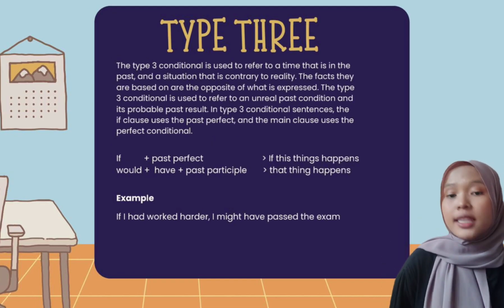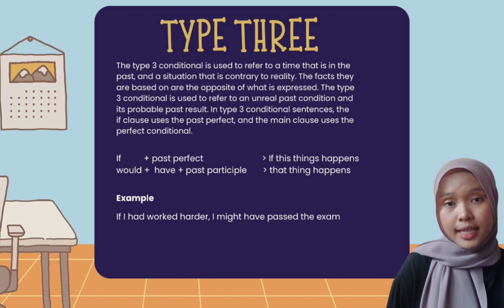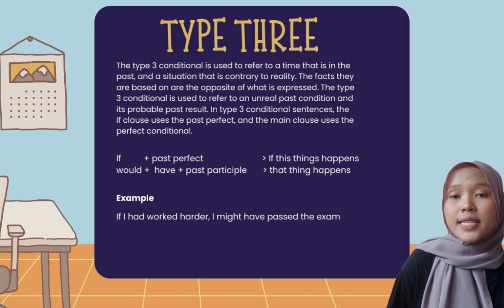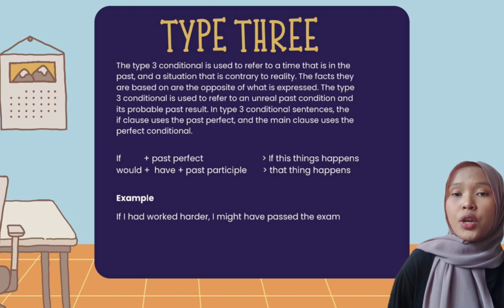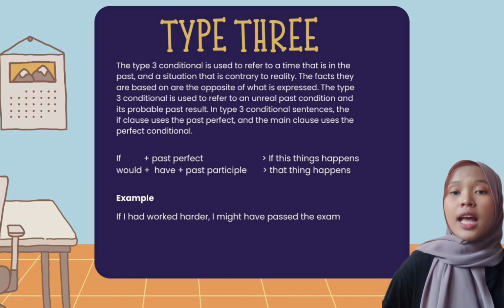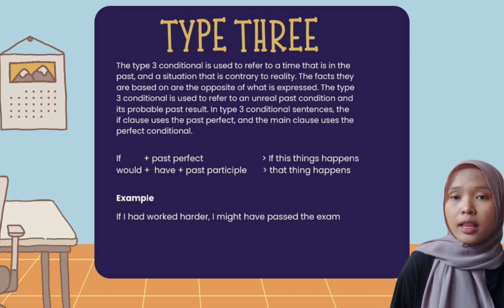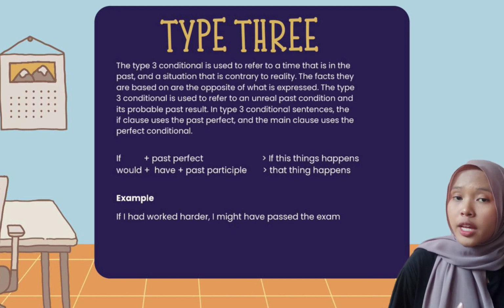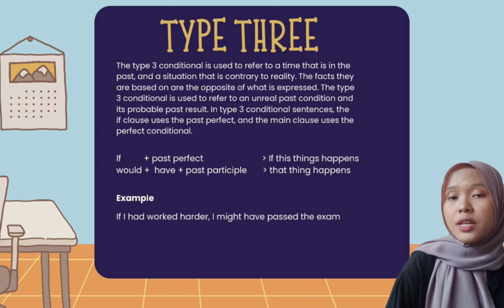The type 3 conditional is used to refer to a time that is in the past and a situation that is contrary to reality. The facts are based on the opposite of what is expressed. The type 3 conditional is used to refer to an unreal past condition and its probable past result. In type 3 conditional sentences, the if clause uses the past perfect and the main clause uses the perfect conditional. Use the third conditional to talk about the past. It's used to talk about a situation that did not happen and to imagine the result of this imaginary situation.